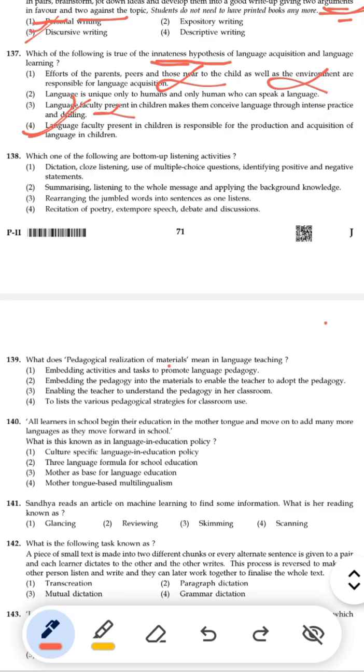Moving on to the next question. Which one of the following are bottom-up listening activities? We have to find out the bottom-up listening activities. There are 4 options. First option says dictation, close listening, use of multiple choice questions, identifying positive and negative statements. Option 2 says summarizing, listening to the whole message and applying background knowledge. Option 3 says rearranging jumbled words into sentences as one listens. Option 4 says recitation of poetry, extempore speech, debate and discussion.